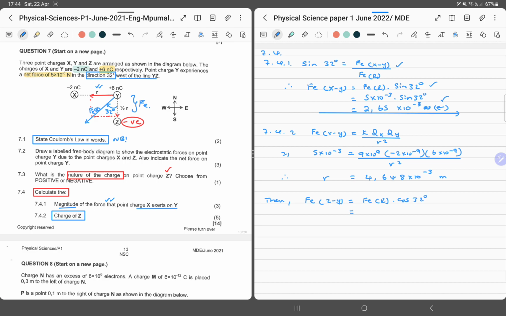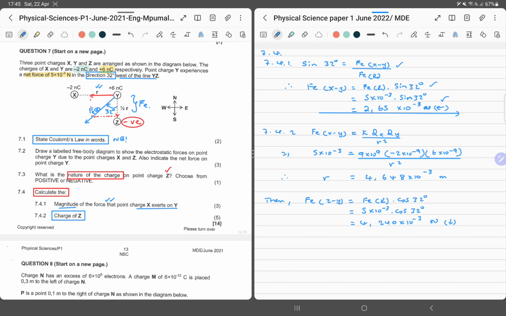So I'm already moving fast, guys, to avoid a waste of time. So you know what is going on in there now. So we need this force. We do 5 times 10 to the exponent minus 3 into cos of 32 degrees. Gives us 4.240 times 10 to the minus 3 newtons. Okay, and you know that that one is straight down. Of course, it's not necessary at this point.